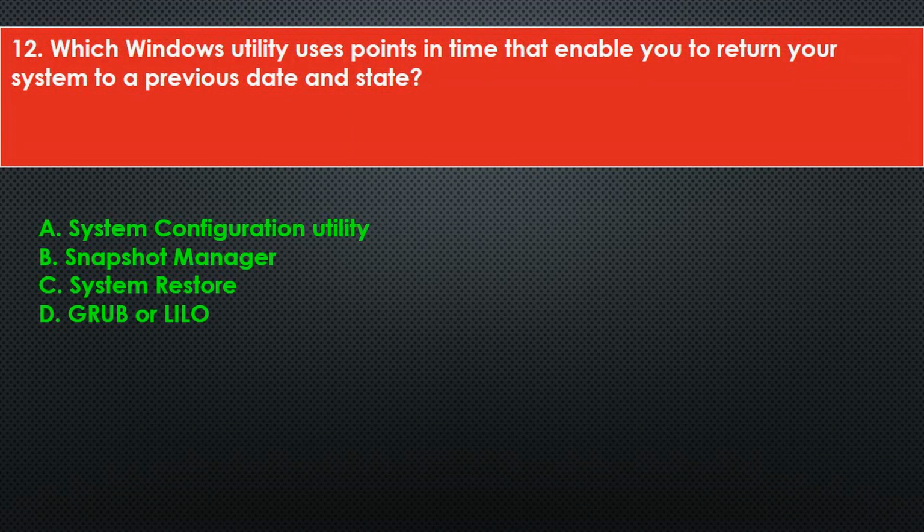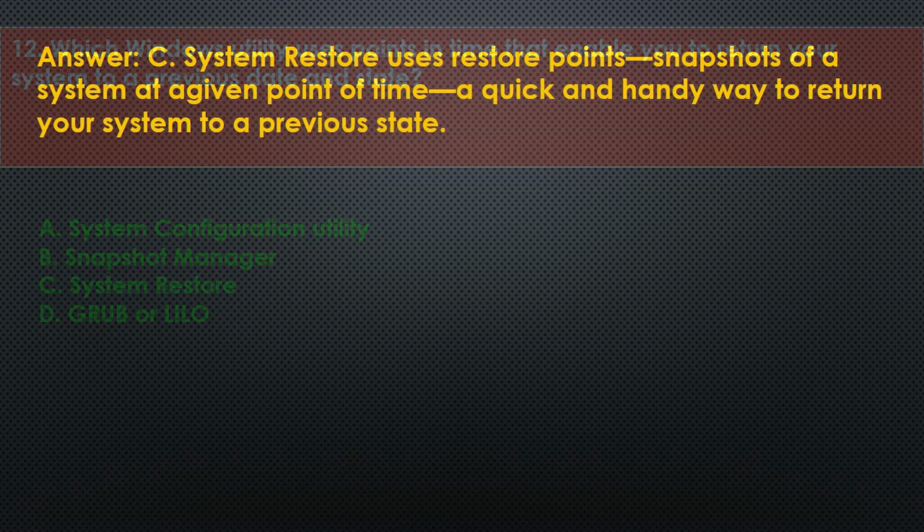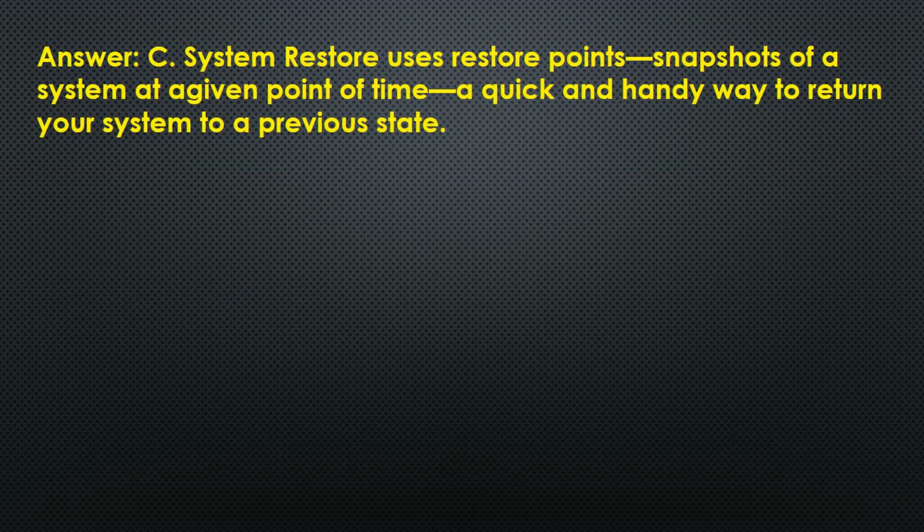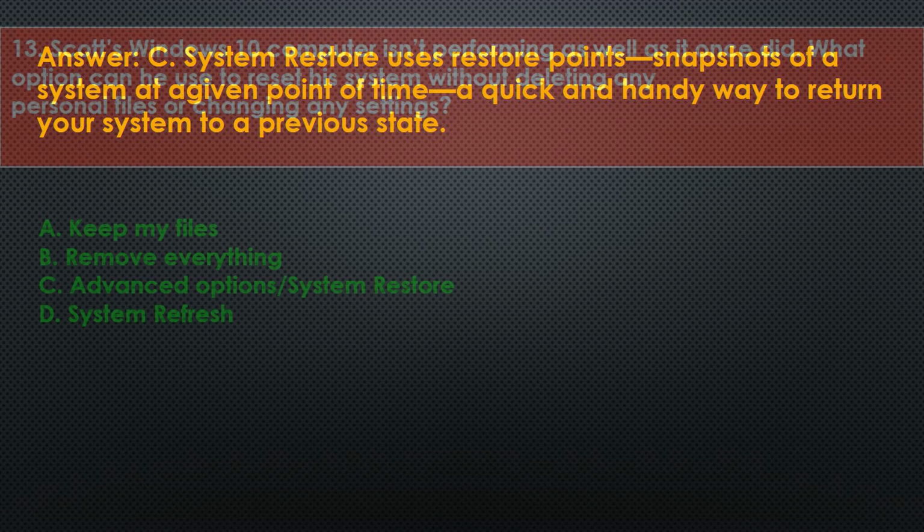12. Which Windows utility uses points in time that enable you to return your system to a previous date and state? A. System Configuration Utility. B. Snapshot Manager. C. System Restore. D. Grub or Lilo. Answer: C. System Restore uses restore points, snapshots of a system at a given point in time, a quick and handy way to return your system to a previous state.